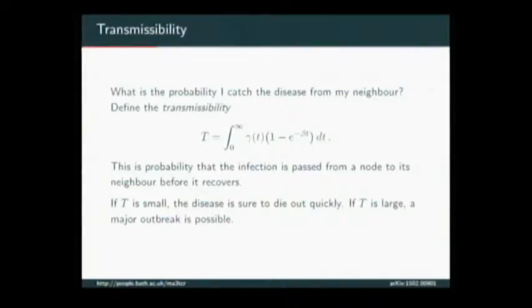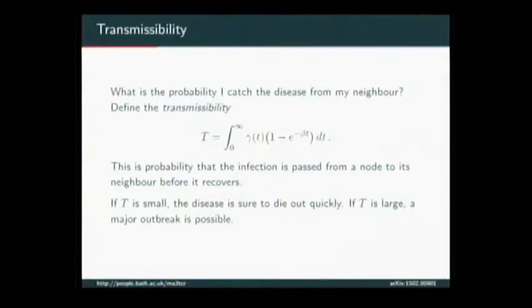So for the question of vulnerability, it turns out what matters in some broad sense is just one number, right? And we call this the transmissibility. It's the probability of catching the disease directly from your neighbor. So you can calculate this. You just integrate over how long your neighbor was sick for, and then the probability that the little exponential clock for the disease spreading rang before your neighbor recovered, right?